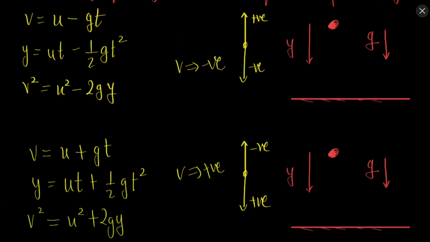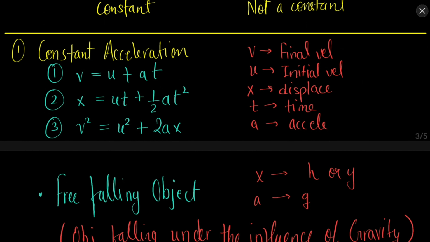So let's continue from the last lecture. We discussed the three equations of motion. Now in this lecture we'll start with the derivation of these three equations. These three equations are valid when the acceleration is constant. Keep this in mind.